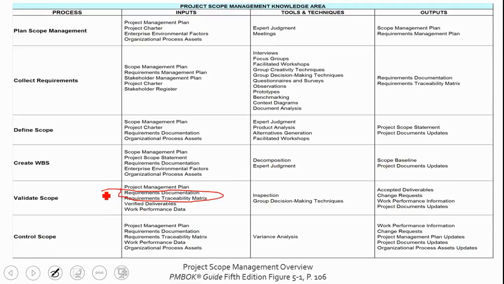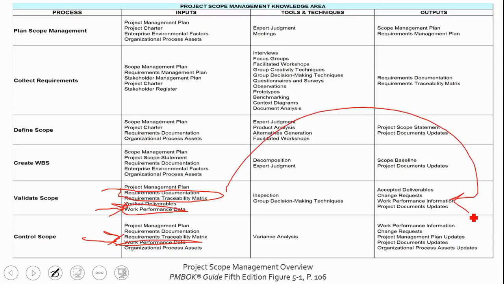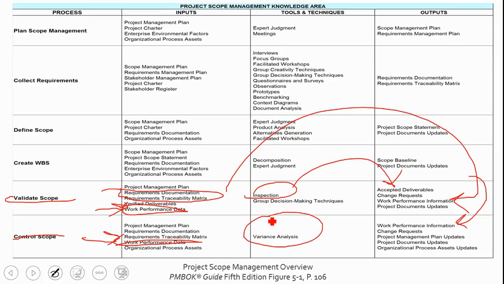Okay? Don't forget that work performance data makes its appearance here and here as well. And anytime you see work performance data in the PMBOK guide, you know you're going to see work performance information coming out. Okay? You can also see it here, work performance information coming out. WPD going in, WPI coming out. Validate scope, of course, uses inspection, like I said, to come out with that. And control scope uses variance analysis to analyze how far away are we from the mark.